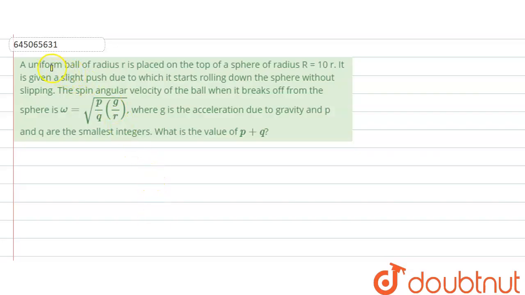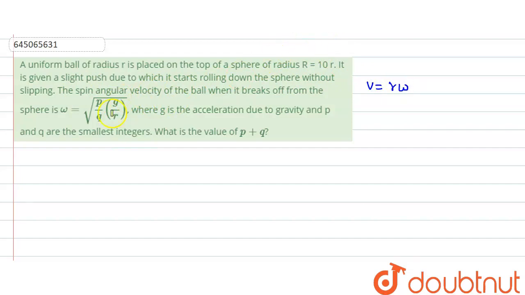Hello everyone, let us start with our question. In this question, what is given? That there is a uniform ball of radius small r which is placed on the top of a sphere of radius capital R equals 10 times small r. Now it is given a slight push due to which it will start rolling down the sphere without slipping. Without slipping means we can write that v equals r omega.